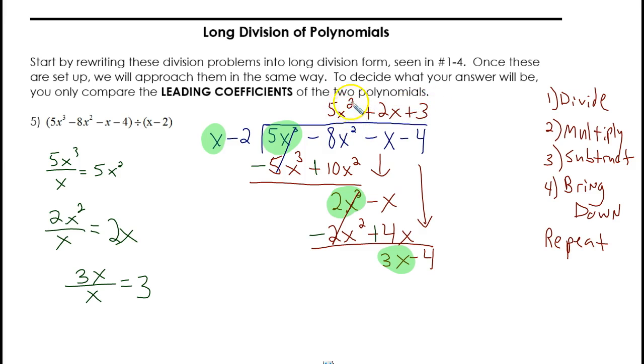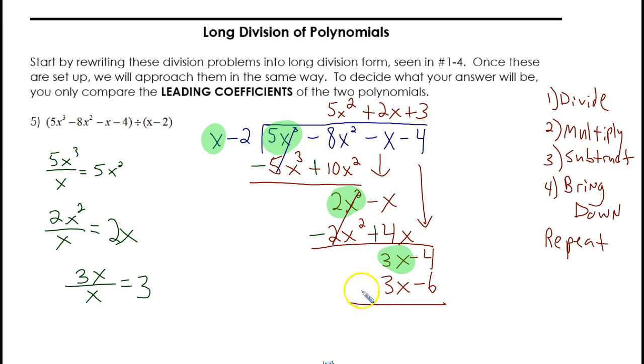And you should notice that these terms are in descending order. I had an x squared and then an x and now a constant. It always is going to kind of work that way. 3 times x is 3x. 3 times negative 2 is negative 6.